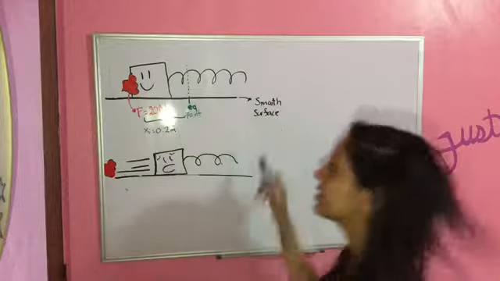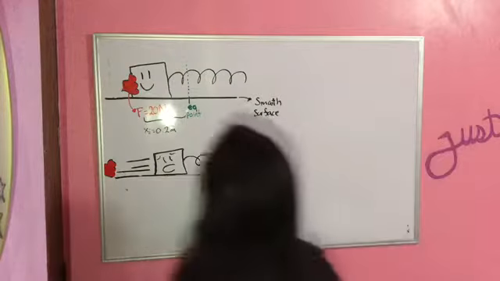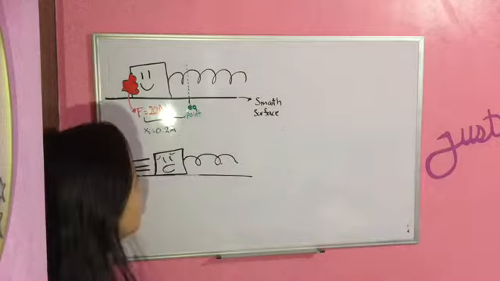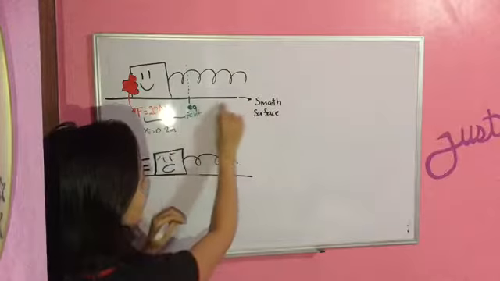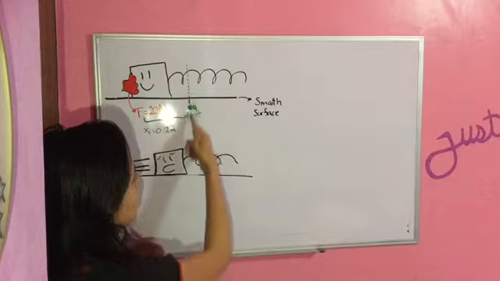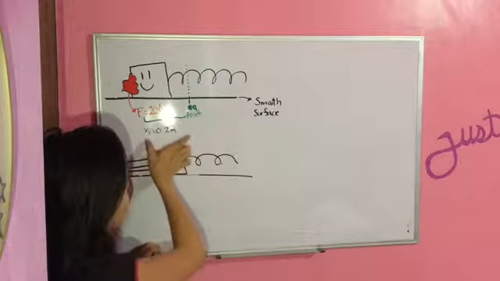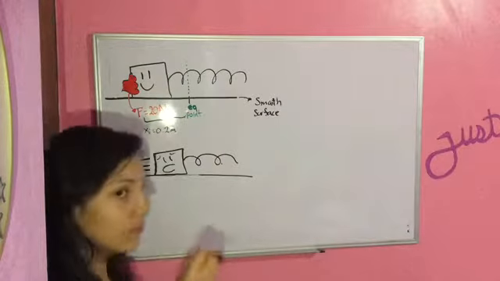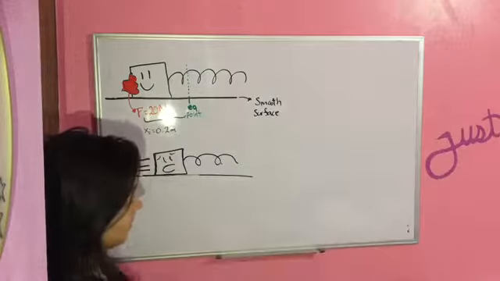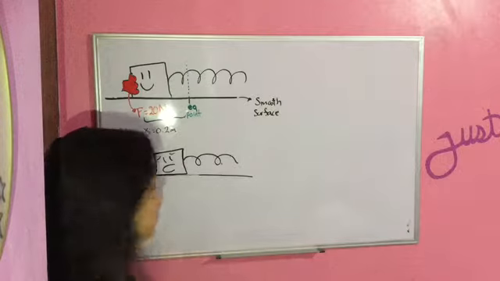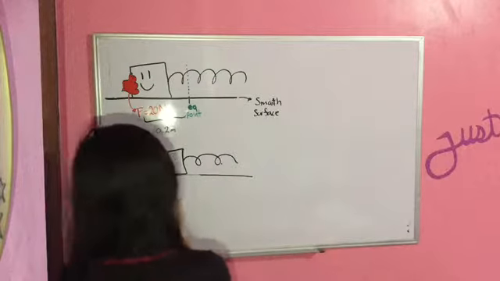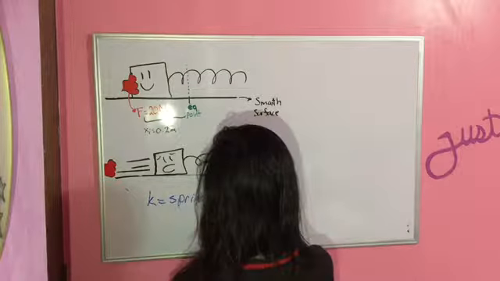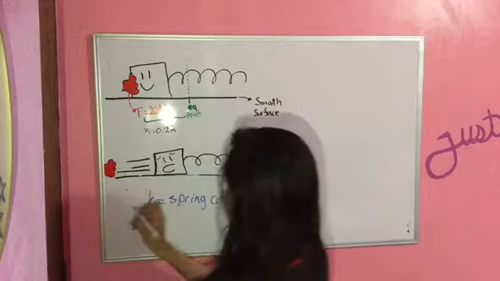Hi everyone, we'll solve this problem today, which basically says that a force is pulling this block, moving it on a smooth surface from its equilibrium point at a distance of 0.12 meters, and then it's released. So the first question for our problem is, what is the spring constant?